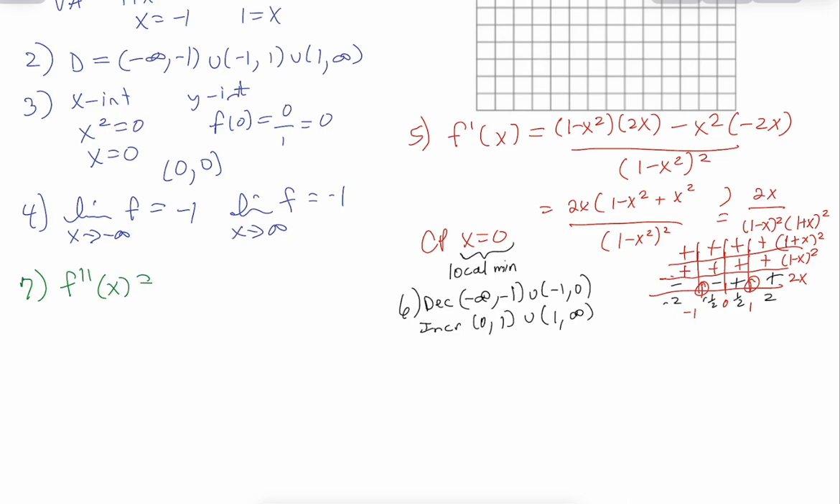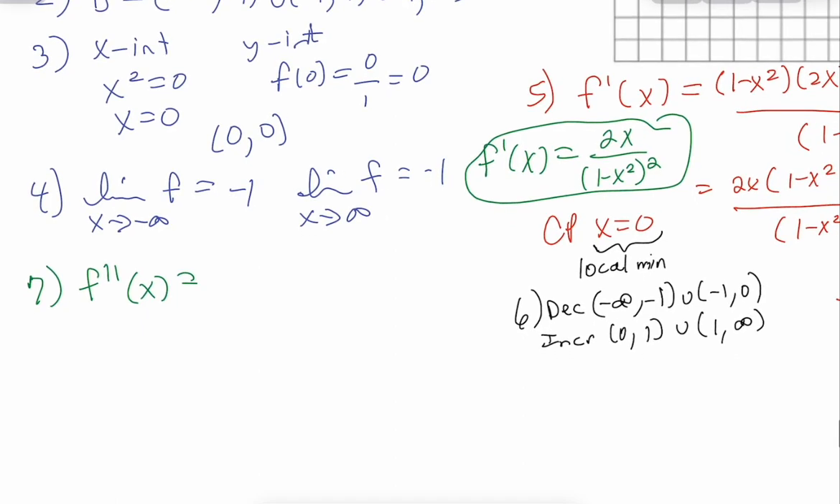Anyway, so I am going to use the fact that our first derivative simplified version is 2x over (1 minus x squared) squared. That's the one I'm going to use to take the second derivative. Okay. Yeah, so it is the bottom times the derivative of the top minus the top times the derivative of the bottom.